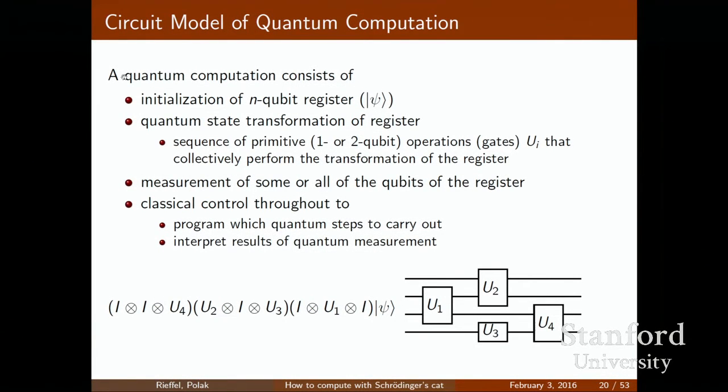Okay, so here's the circuit model of quantum computation. We start out with an n-qubit register, and I call it psi. And then we perform a number of transformations. And what we do is we use 1-bit or 2-bit quantum gates, transformations on either a single qubit or 2 qubits. And they collectively perform a transformation on that state, and we measure the qubits. And we need classical control to decide what to measure and how to interpret the results.